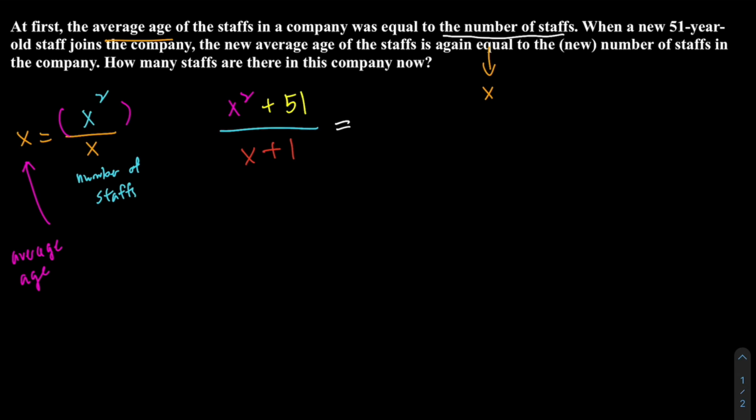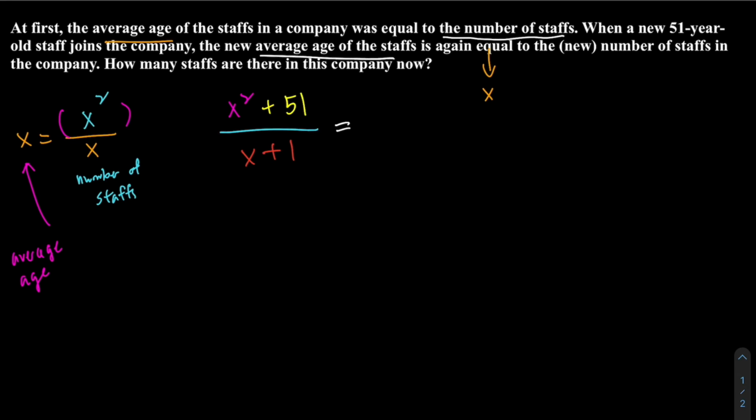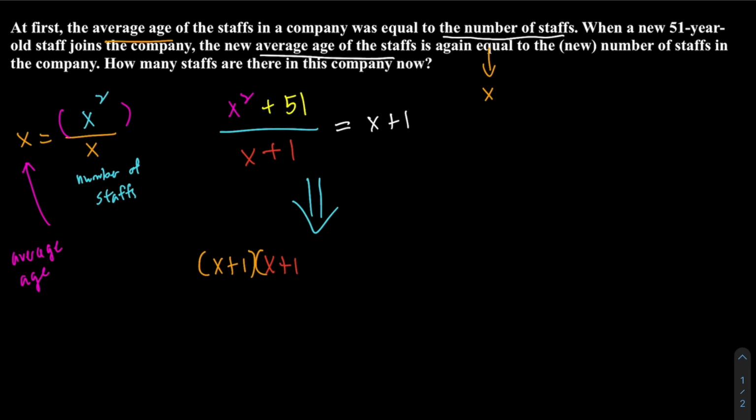And what we get? We get the average age of the staffs equal to the number of staffs. So it's also x plus 1. So we get this equation. Okay, we get this equation. So therefore, we can simplify this as x plus 1 times x plus 1 equals x squared plus 51.